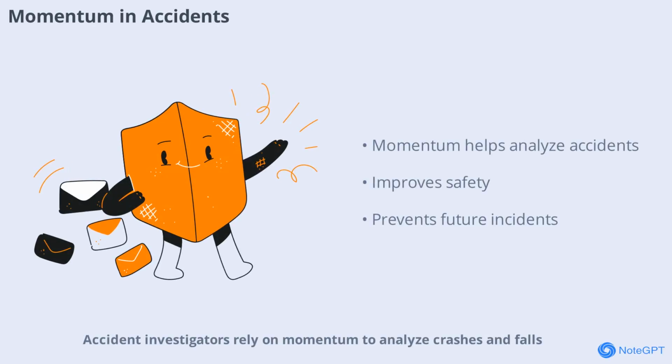Accident investigators rely on momentum to analyze crashes and falls. By calculating the momentum before and after an incident, they can determine causes and improve safety measures. This science helps prevent future accidents and makes our world safer.